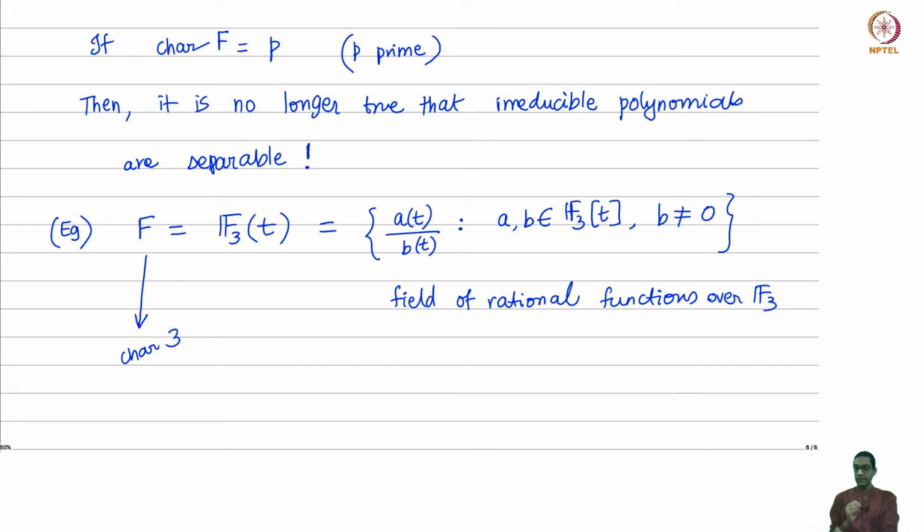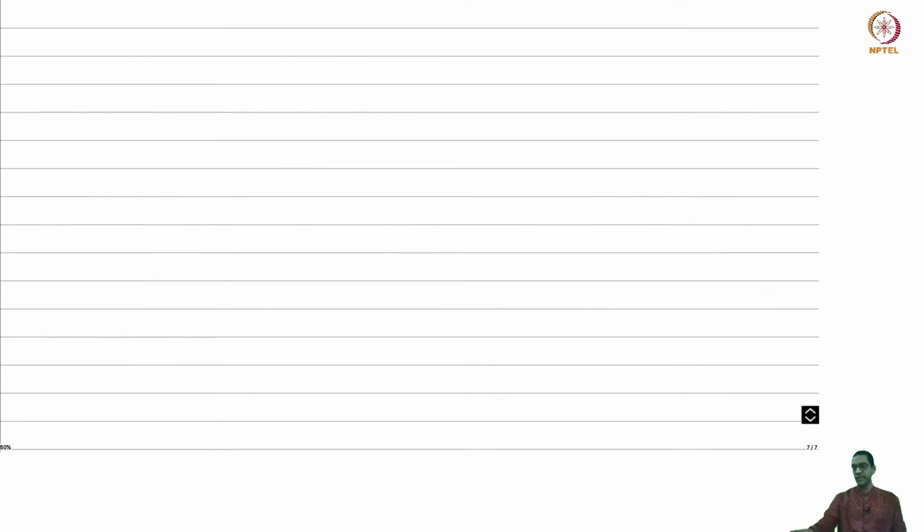Now I claim that in this characteristic 3 field you can find irreducible polynomials which have repeated roots. What is an example? Here's the simplest example. Let's take f(x) to be the polynomial x cubed minus t. Recall t is an element of the field, an element of F. So this is a polynomial of degree 3. x is the variable, t is like a constant.